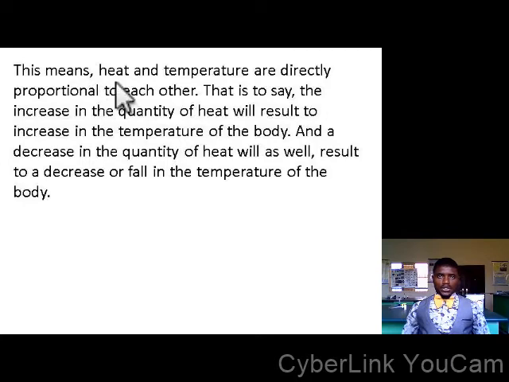So this means that heat and temperature are directly proportional to each other. That is to say, the increase in the quantity of heat will result in increase in the temperature of the body, and a decrease in the quantity of heat will as well result in the decrease in the temperature of the body. What do we mean by these statements? Increase in heat energy connotes increase in temperature.